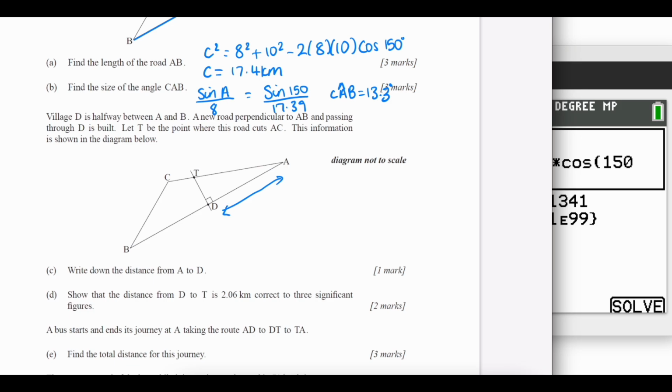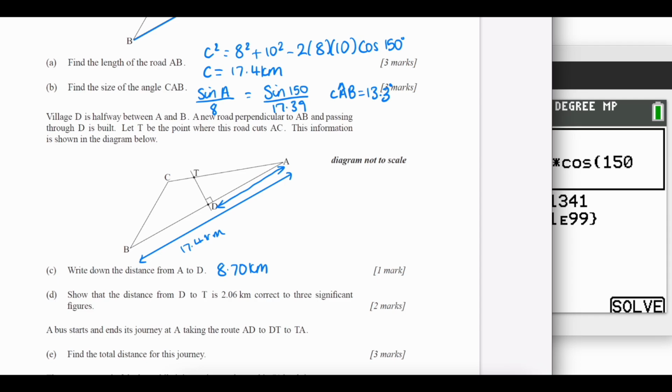Now we do know, and I'm going to label it on my diagram, that the whole distance across is 17.4. So I just want to remember that that whole distance is 17.4. And you're told that it's halfway across, so it's halfway between A and B. And so it's just half of 17.4, and so the distance between A and D, this one here, is half of it, so it's just 8.70 kilometers to 3 significant figures.